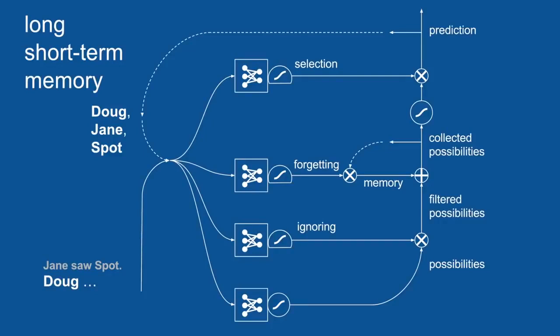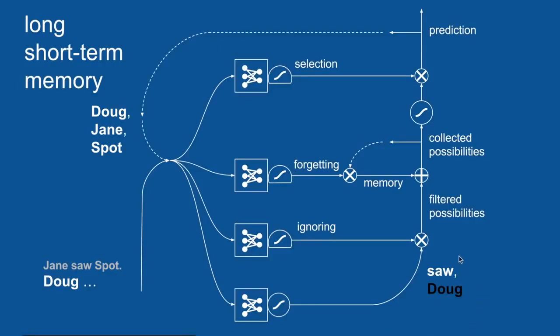So we have our new information, which is the word Doug. We have our recent prediction, which is Doug, Jane, and Spot. And we pass these two vectors together to all four of our neural networks, which are learning to make predictions, to do ignoring, to do forgetting, and to do selection.